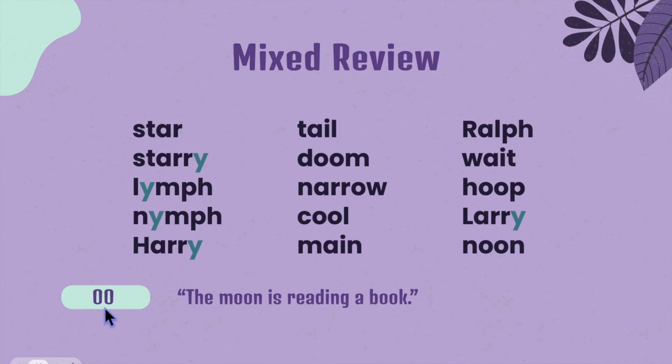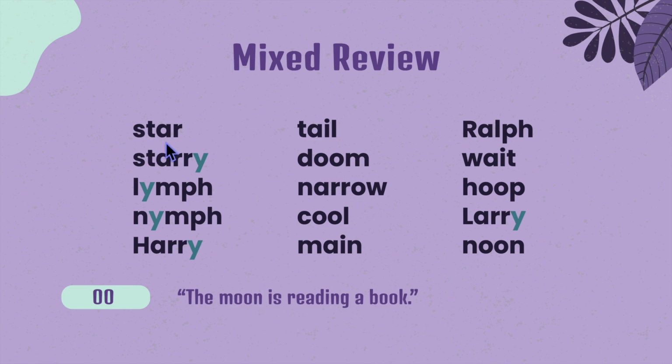When you come across a word with two O's, there's no good rule for which sound to try first. The way I like to remember the two sounds is with the words moon and book. You could remember the sentence, the moon is reading a book.